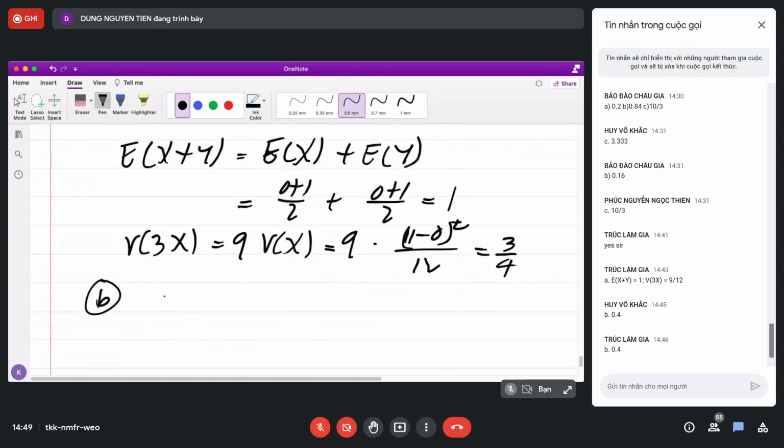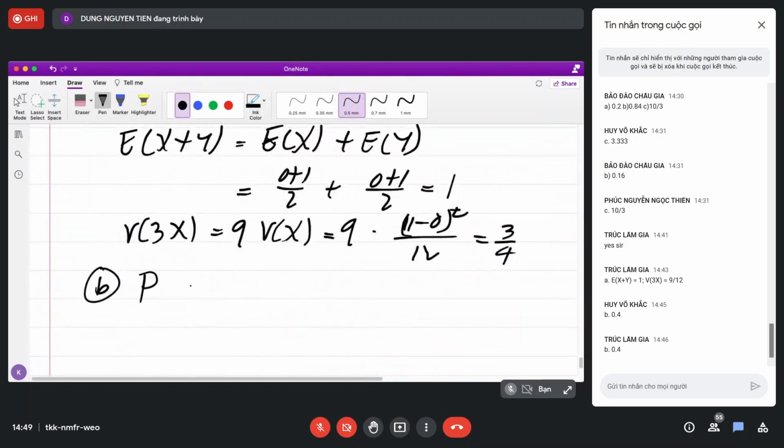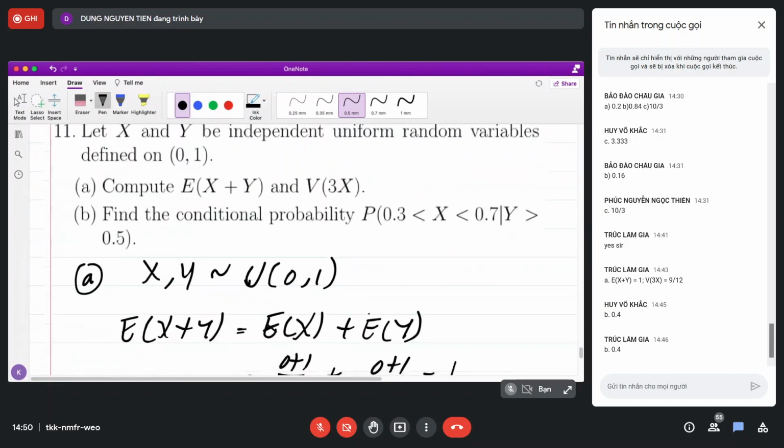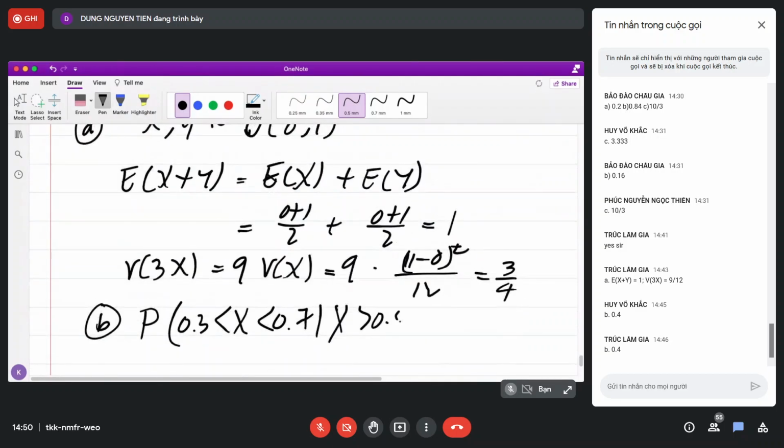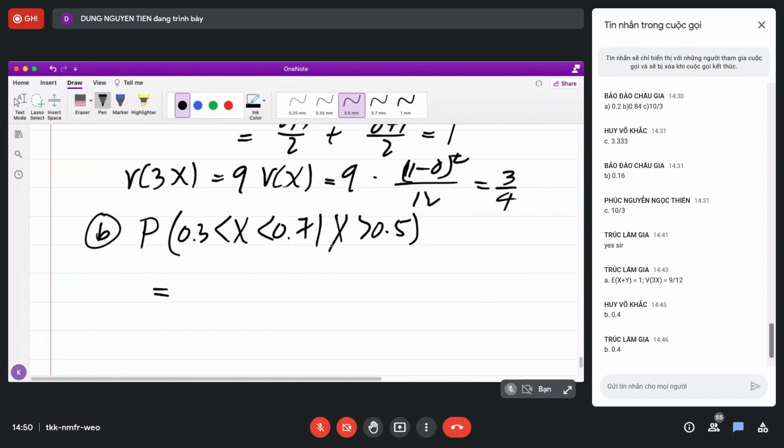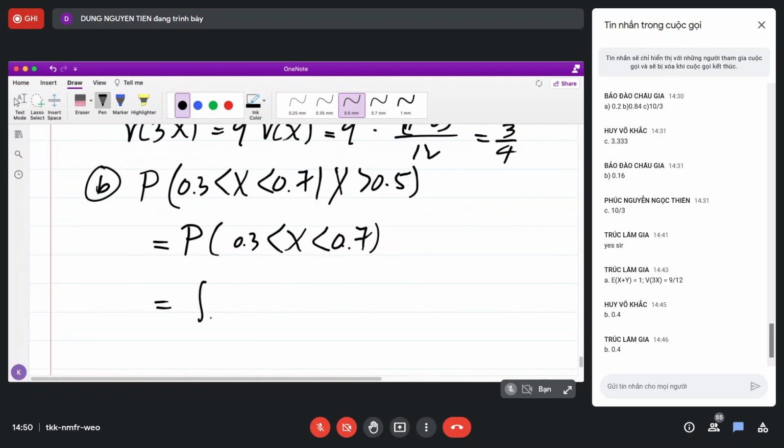For question B, you want to find the conditional probability that x is more than 0.3 and less than 0.7, given that y is more than 0.5. Because x and y are independent, you can remove the condition without any problems. You get x is greater than 0.3 and less than 0.7. Then you get the integral from 0.3 to 0.7, and the density function f of x in this case is 1, right? Then you get 40% for that probability.